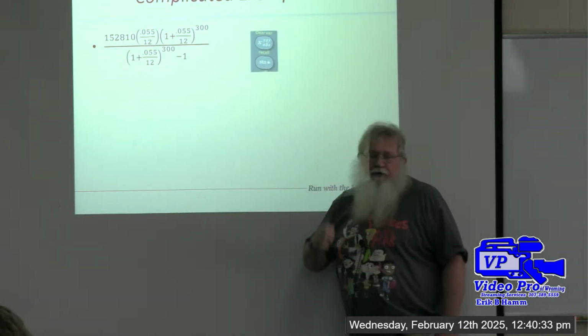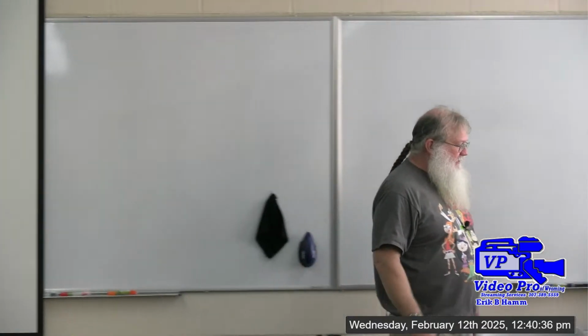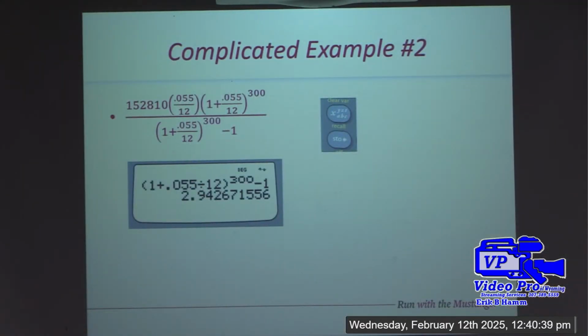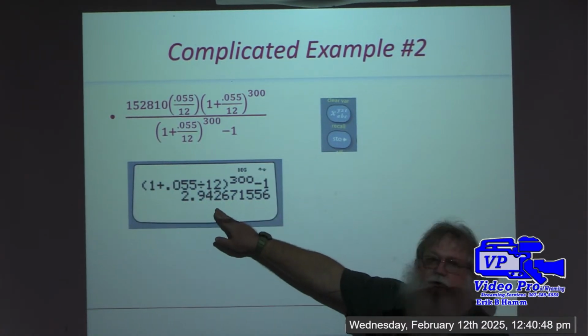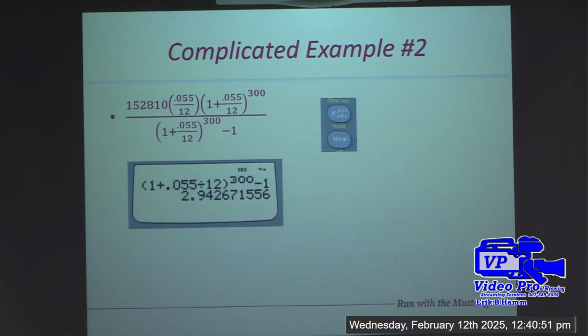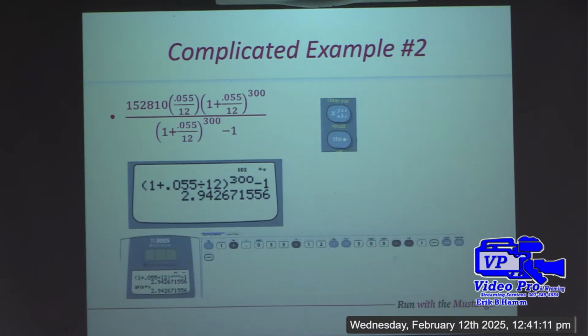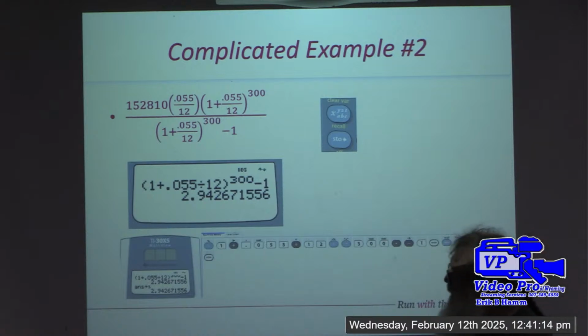So the first thing we're going to do on this one is the denominator, because that's a complicated expression. So all I did was I did the denominator, the downstairs here. So go ahead and enter in the denominator there. I'll give you a minute to enter in the denominator. You should come up with 2.94 and so forth.